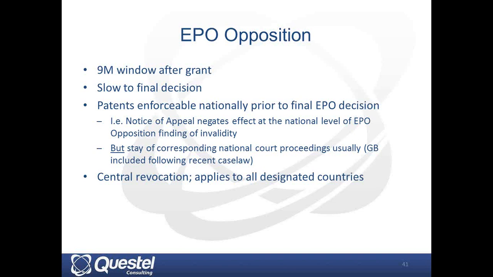So most courts will stay national court litigation proceedings until the opposition and the appeal become final. That hasn't always been the case, as I see in the UK. And central revocation is clearly a very strong remedy, and it applies to all of those countries that were initially designated in the European application.